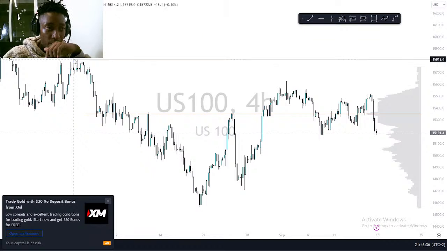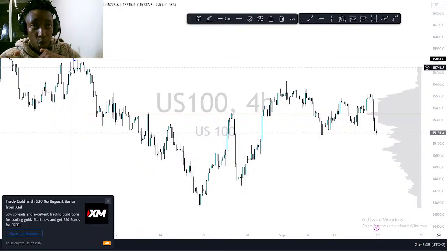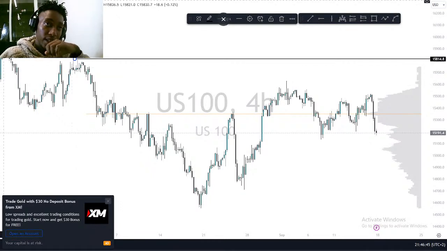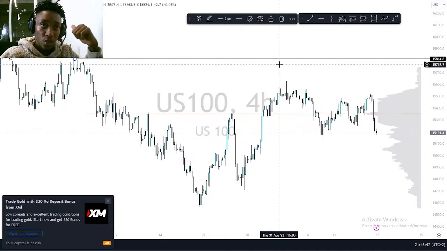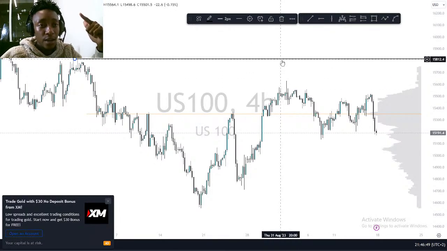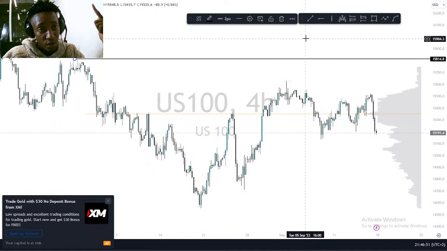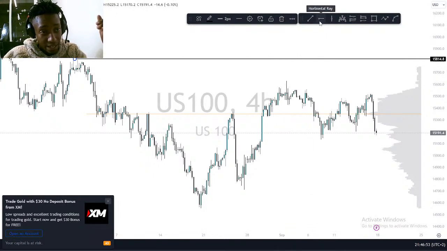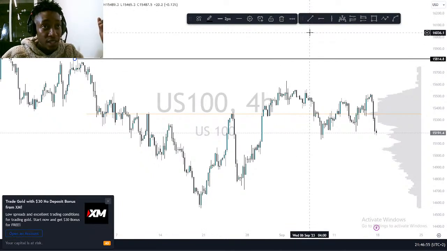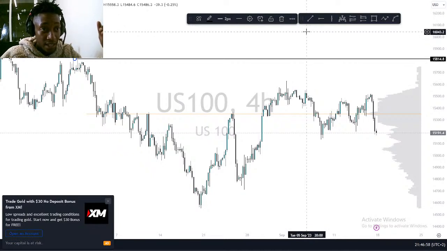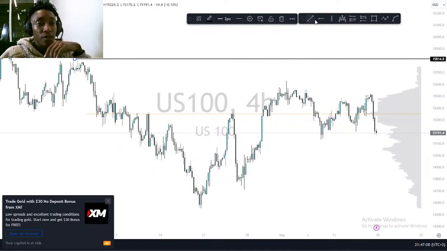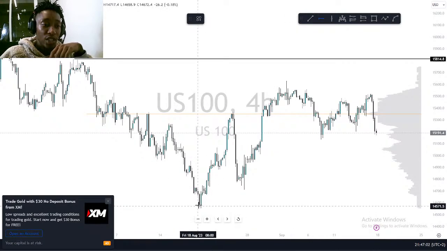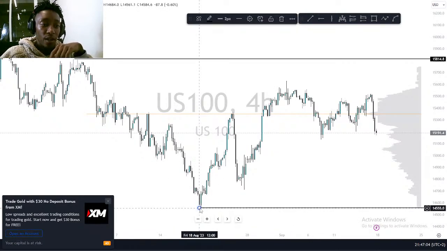Remember, I'm trying to explain slowly so that everyone can understand. The first thing we need to do is check our overall high and our overall low. So we have a high there. You can see that after NASDAQ gave us that high, it's been playing below that high for a very long time on H4. And we have a low here.